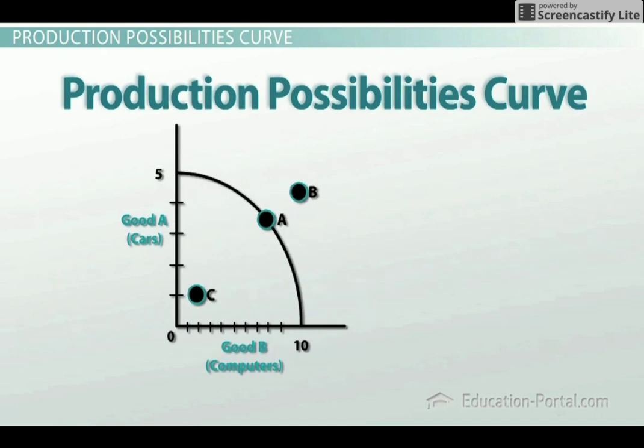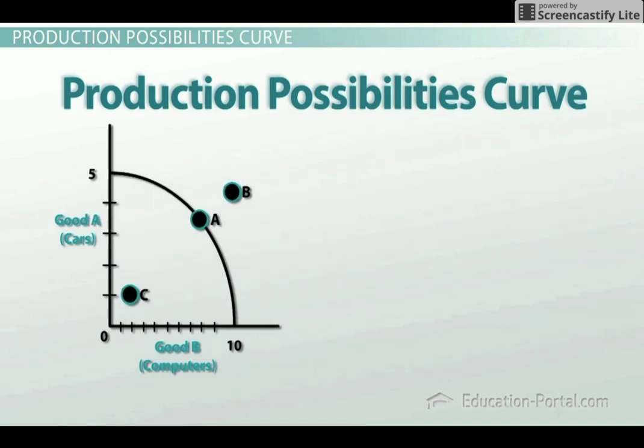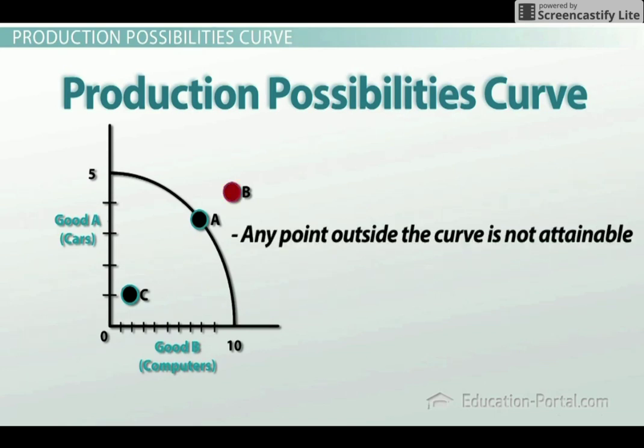Here are some facts that we know to be true about all production possibility curves. One is that any point outside the curve is not attainable. Any point outside of the curve is not a production possibility because our resources are scarce, which means we have a capacity that we won't be able to go over, a limit we can't exceed. It's our barrier of production.